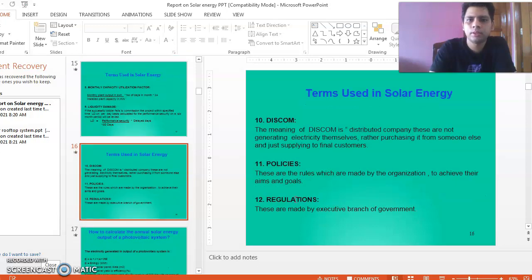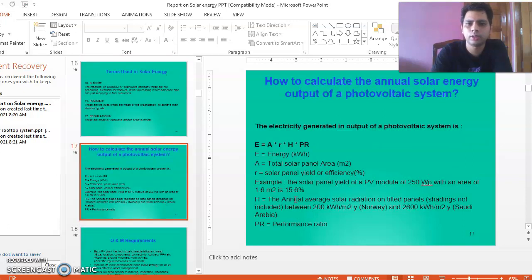DISCOM. DISCOMs are electricity distribution companies. They do not directly generate electricity, but they purchase from the generating companies. So they supply to the end customer. After this are policies and regulations, which are made by the executive branch of the government.